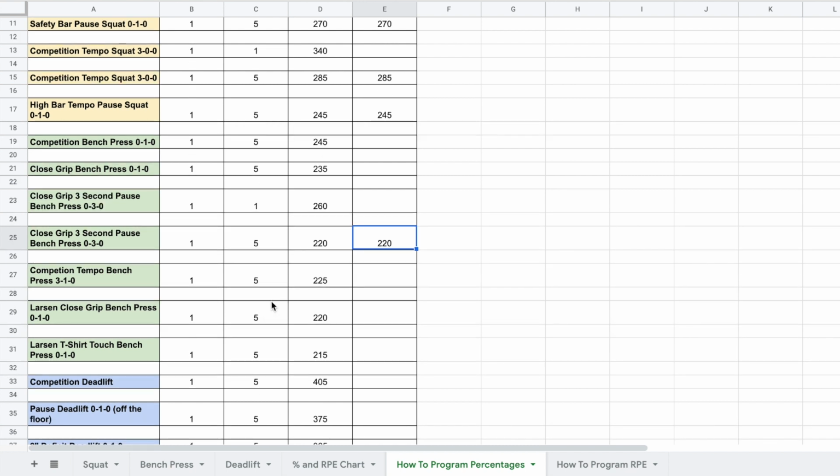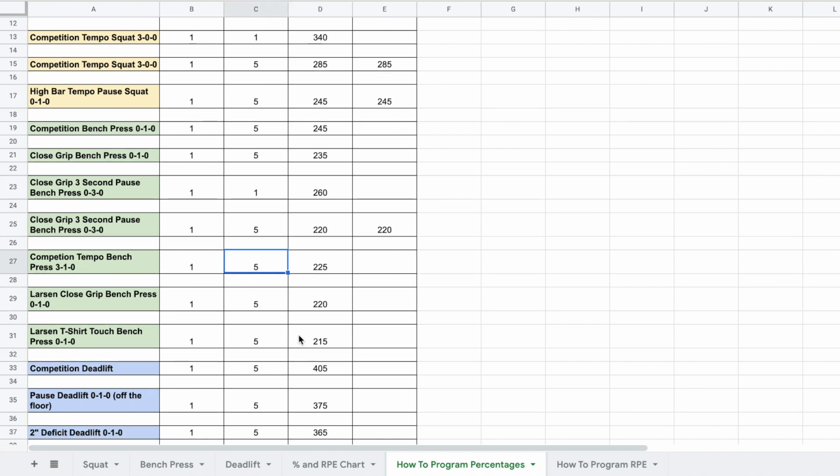So same thing applies for tempo bench press. That's going to adjust as well. I'm probably going to start at about 0.97 for a tempo bench press if it was 1 rep, and then every rep after we're going to decrease by 1% until we get to 9.3 for a set of 5.